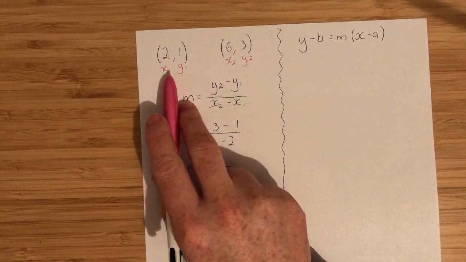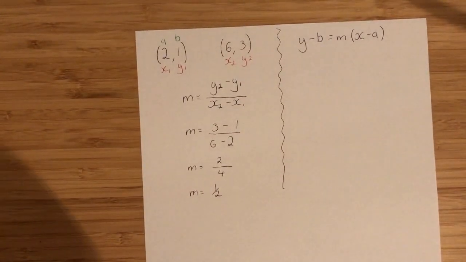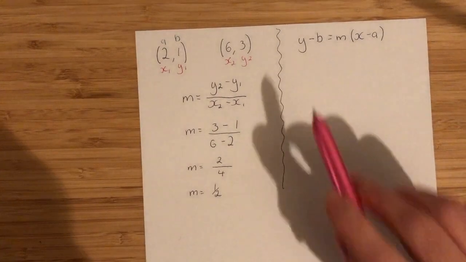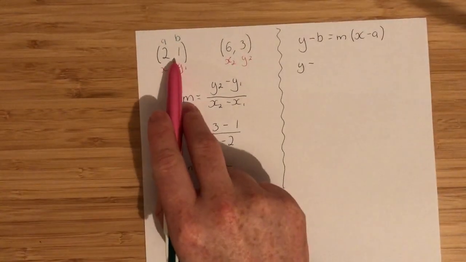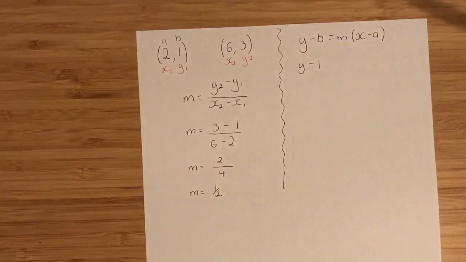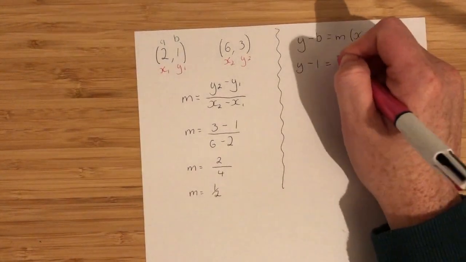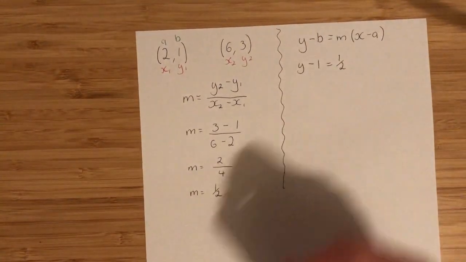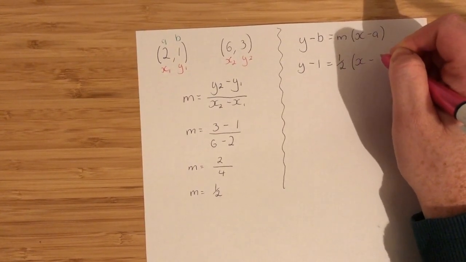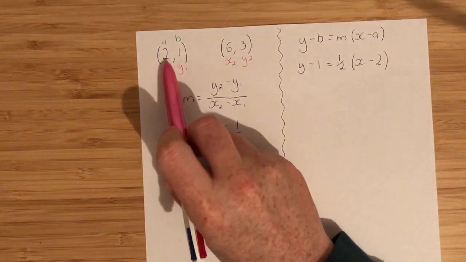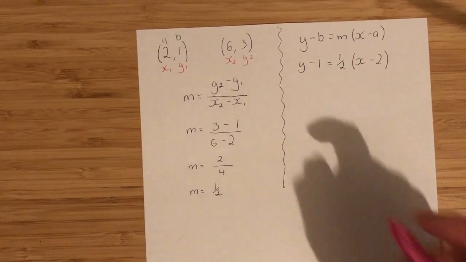So I'm just going to choose point number 1 and I'm going to label it a and b. And then we substitute into this equation over here. y minus b, so y minus, and instead of b, I'm going to write 1. y minus 1 equals, m is a half, so I'm going to put in a half, that's the gradient. A half, open the brackets, x minus, and instead of a, I'm going to write 2, because that's what I've labelled a over here. Okay, once we've done that, we're going to multiply out the brackets.